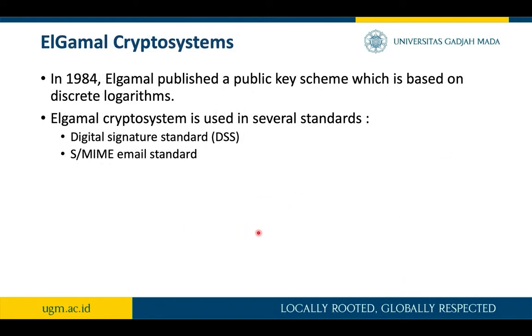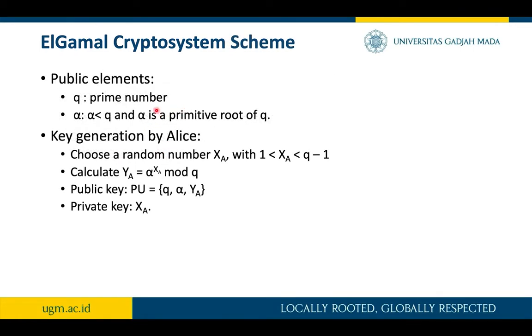Okay, now we will discuss the ElGamal crypto system. The ElGamal crypto system was published in 1984. It is used in several standards, digital signature, and also in S9. The scheme is like this. We use here the discrete logarithm, which is discussed in another topic. First we use Q, a prime number, then alpha. Alpha is a primitive root of Q. For the primitive root, you need to see the video related to number theory for public key algorithms.